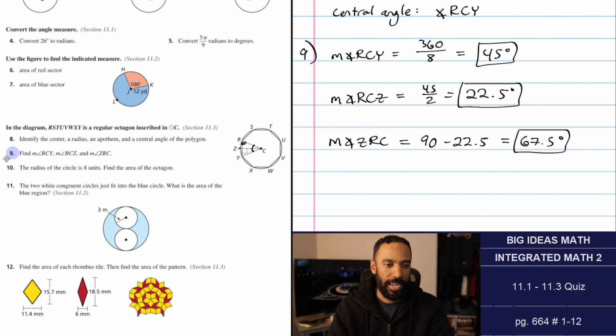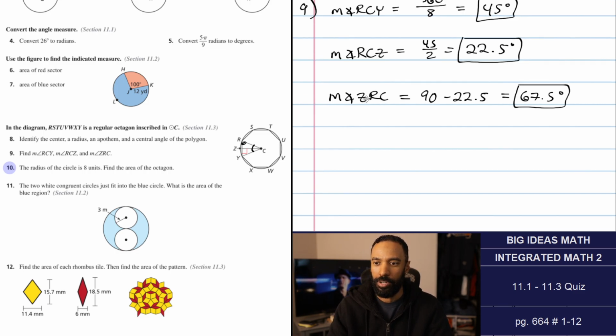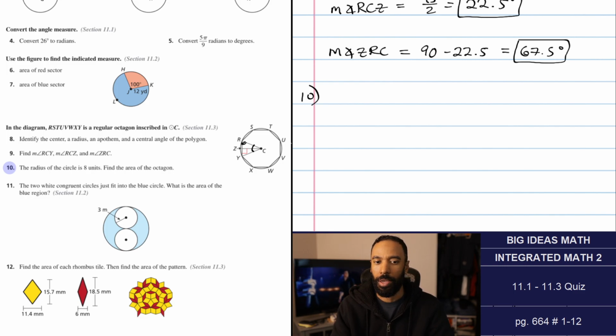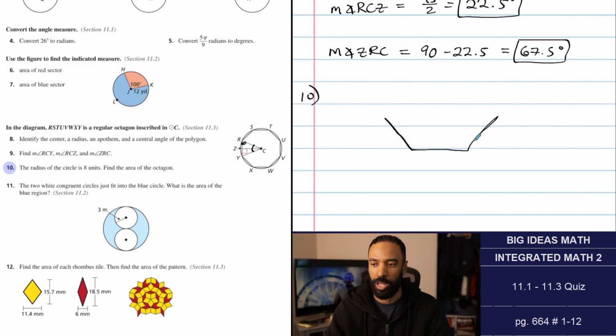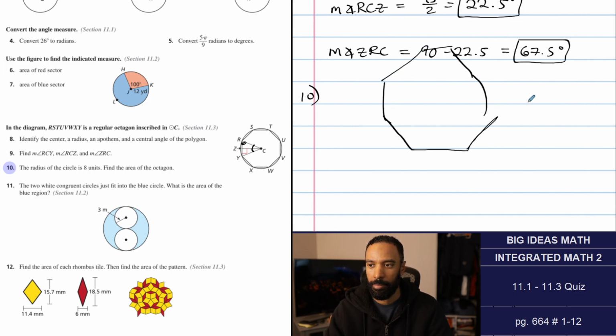Number 10, the radius of the circle is 8 units. Find the area of the octagon. I'm going to just redraw this octagon as a whole, and honestly, imagine this. So there's no circle around it in our imagination here. Imagine that we're just looking at the bottom portion of the octagon. You see me do this a lot in this section, in the lecture portions, right?